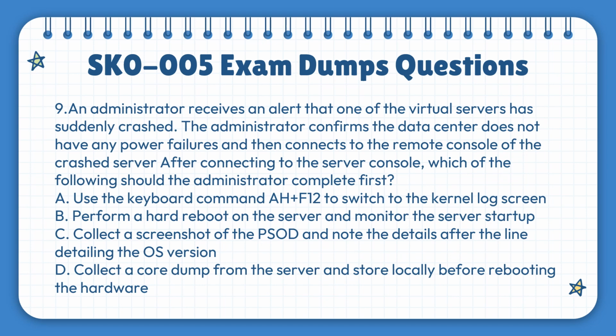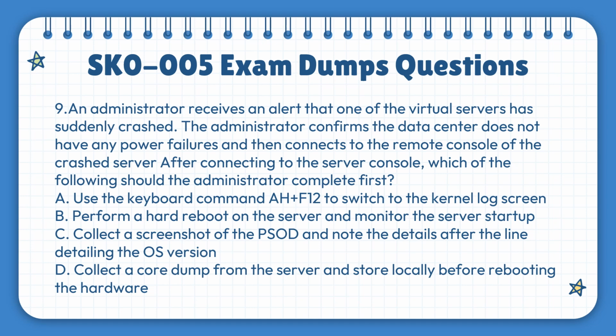9. An administrator receives an alert that one of the virtual servers has suddenly crashed. The administrator confirms the data center does not have any power failures and then connects to the remote console of the crashed server. After connecting to the server console, which of the following should the administrator complete first?